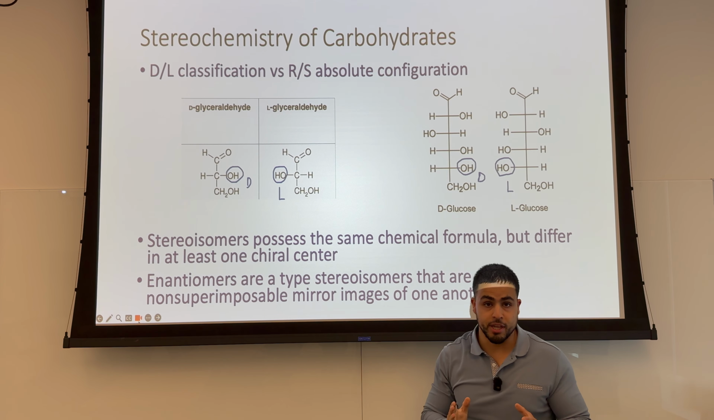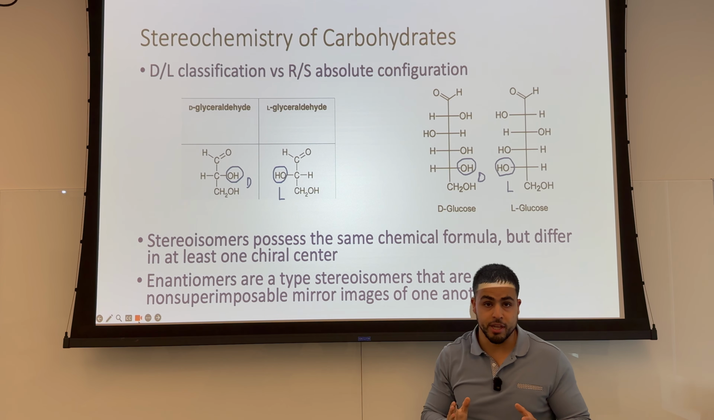So in the case of glyceraldehyde, the OH and the H are flipped in L-glyceraldehyde versus D-glyceraldehyde. And then in the case of D-glucose versus L-glucose, you can see that all of the stereocenters, or all of the chiral centers, are flipped. And there's a special name for when two stereoisomers have all of their chiral centers flipped, and that is enantiomers.